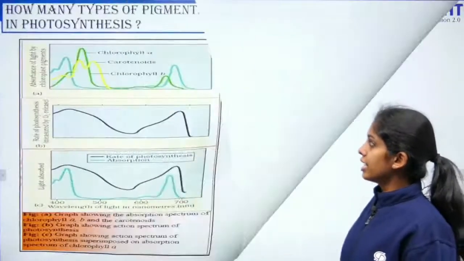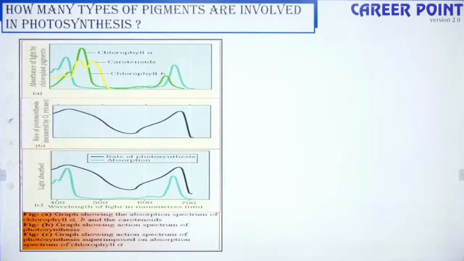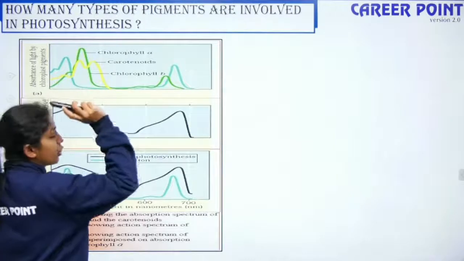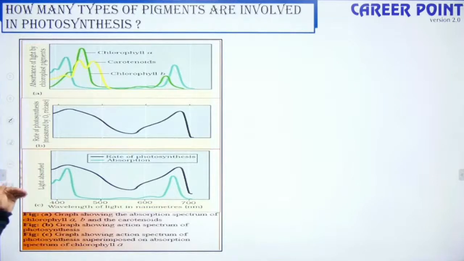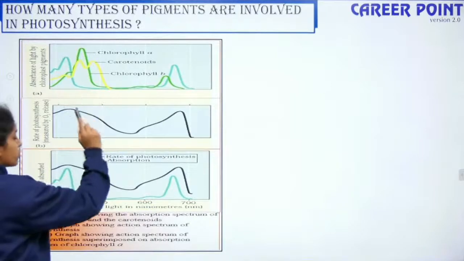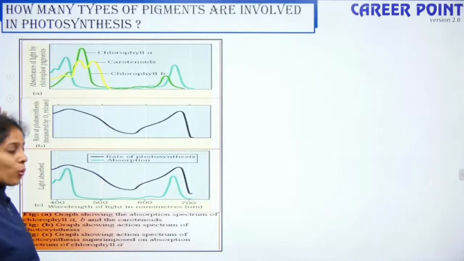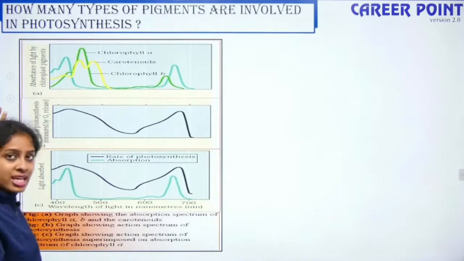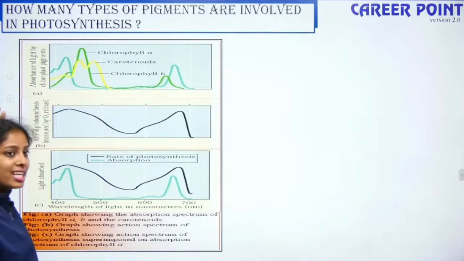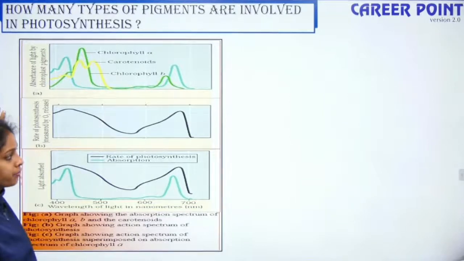Here you can see, first they did the action spectra of the first three types of photosynthetic pigments, that is chlorophyll A, carotenoids and chlorophyll B. When they did the action spectra of these three types, and when they did the action spectra of photosynthesis, they tried to overlap these two graphs. When they overlapped, they found that the action spectrum of photosynthesis is very close to chlorophyll A. Thus they found that chlorophyll A is the chief pigment associated with photosynthesis.